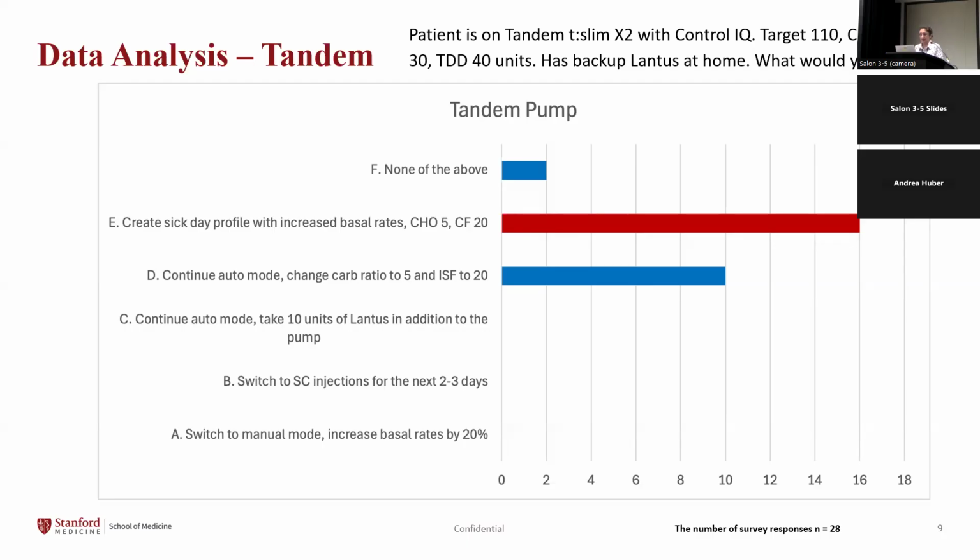And you can see that about 16 providers chose creating a sick day profile. And 10 of them said continue auto mode and change the carb ratio and ISF factor to a tighter value. And about 2 of them opted for none of the above. When they choose none of the above, they want to do their own custom settings for things.